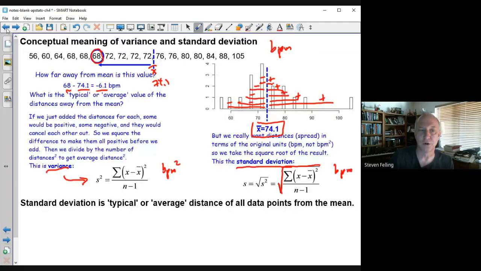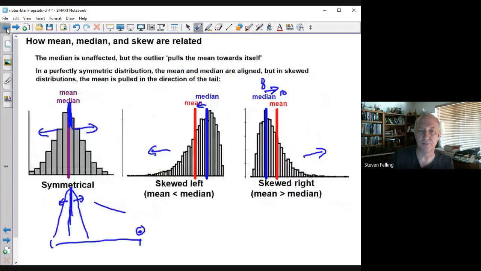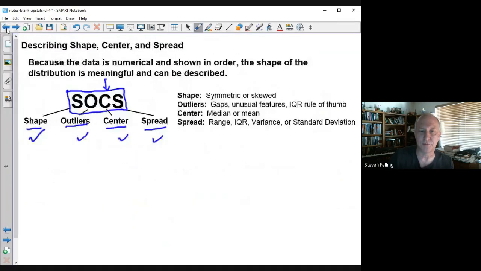All right, so we have, let's go back here. We've got these things that we're using to describe a distribution. We have shape, right? And the shape, we have choices of things like symmetrical. We could use skewed left or skewed right. Right? And then we've talked about center. We have two choices for that.